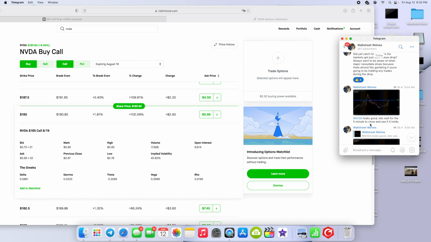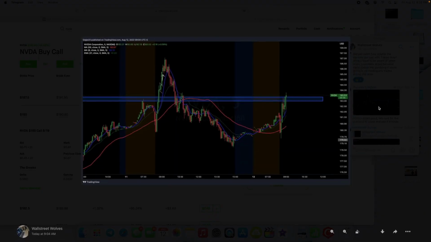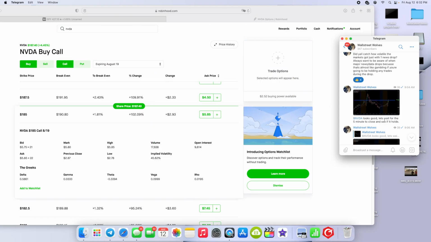NVDA looks good. Let's wait for the 5-minute to close and see if it holds. So right here we have this resistance level, right? Basically we've seen this since we are on the 5-minute chart. Like I said, the time frame is right here. The 5-minute chart did break above resistance level, but then the next 5-minute chart was still going with 36 seconds to go. We wanted this to close a bit stronger before entering in on this trade, right? That's why I said let's wait for this 5-minute to close and see if it holds.